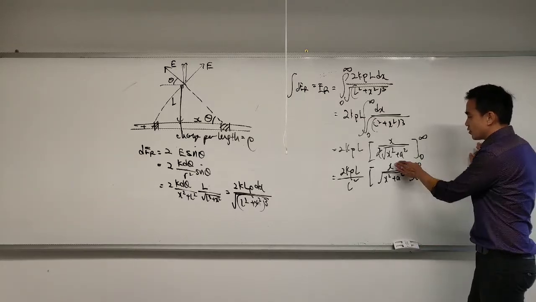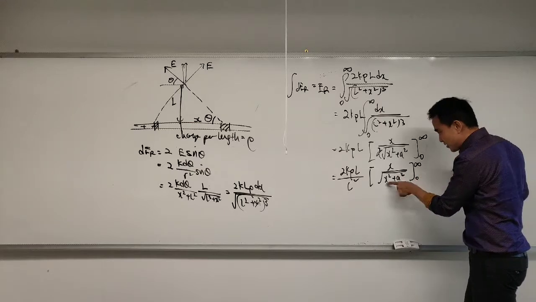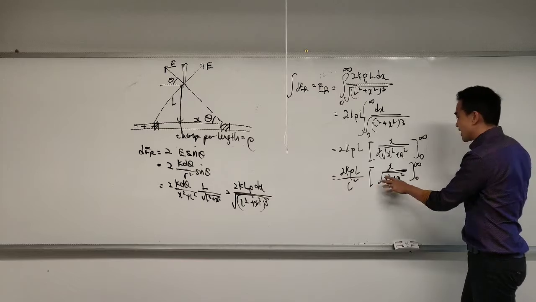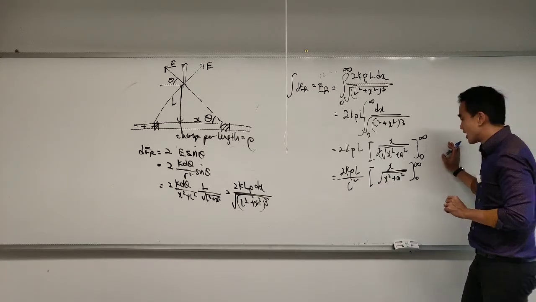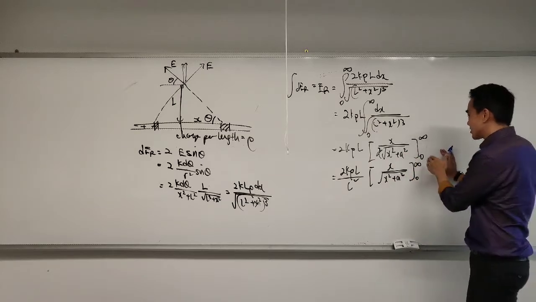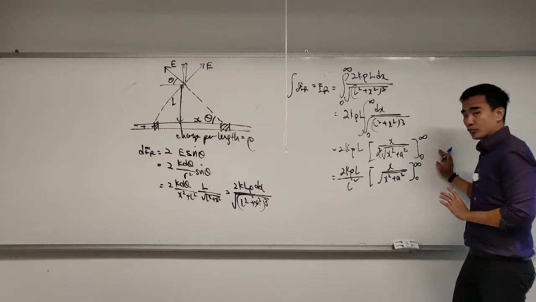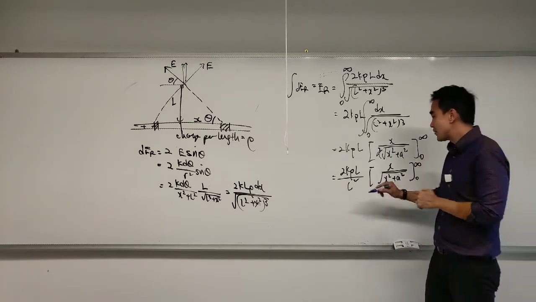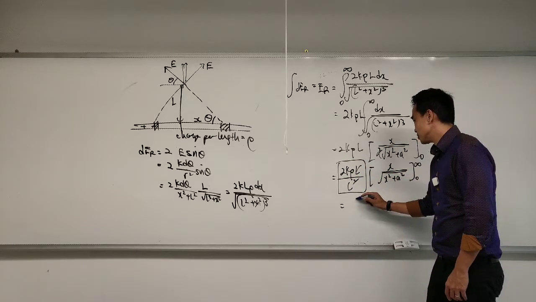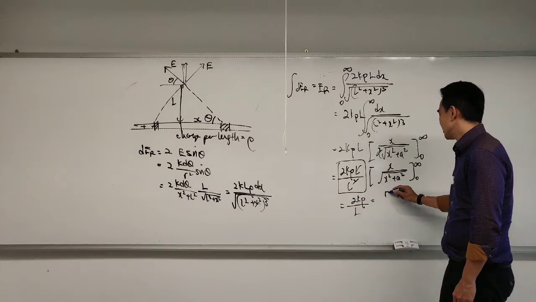Now if you substitute 0 over here, it will be 0, so it's neat. Infinity is a bit trickier, but if you substitute infinity, a squared will be negligible compared to x squared. So x squared plus a squared will be approximately x squared, and the square root of x squared is x. So x cancels out, and if you substitute infinity over here, it will be 1. And if you substitute 0, it will be 0. So it's 1 minus 0, which is 1.